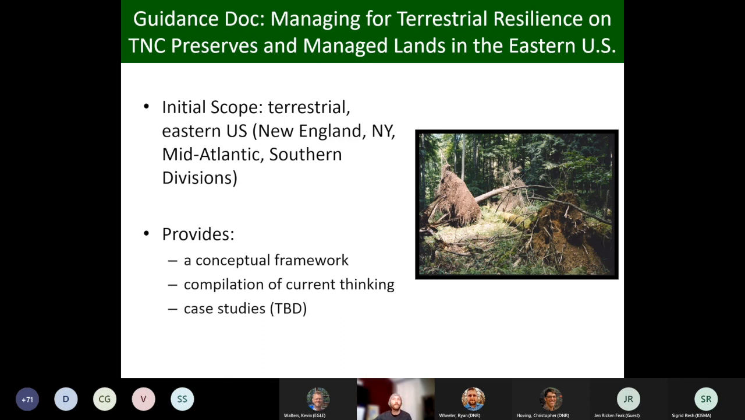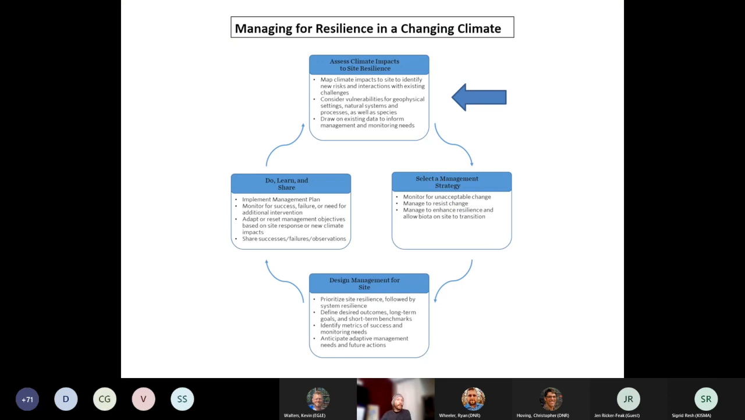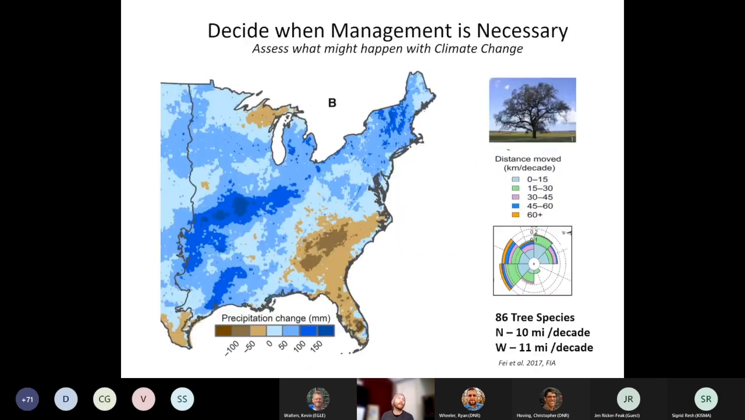As with anything these days, and especially anything that TNC does, uses the adaptive management framework, and so I'll use that as kind of the coat rack on which I hang the different components of the work. And the first is simply assessing the impacts to site resilience. And so an example of that is like looking at species movement over time.